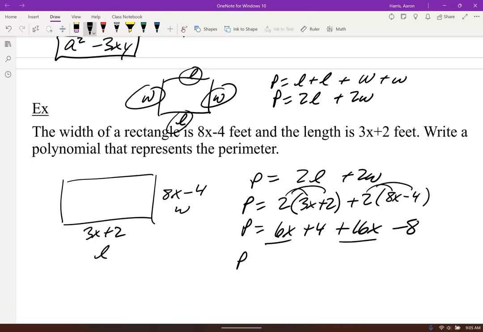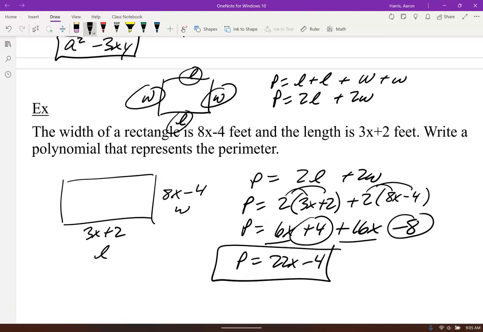Combine like terms. There's our perimeter, 22x minus 4. That should get you guys started.